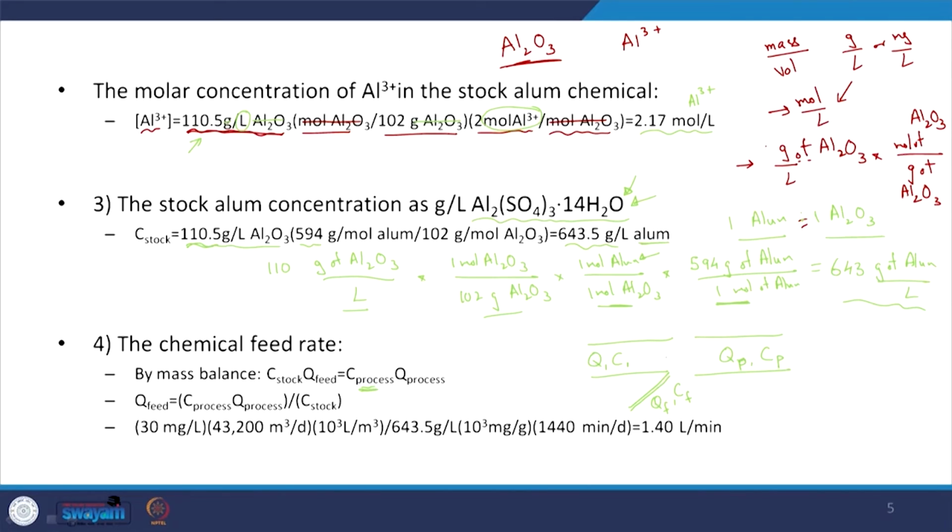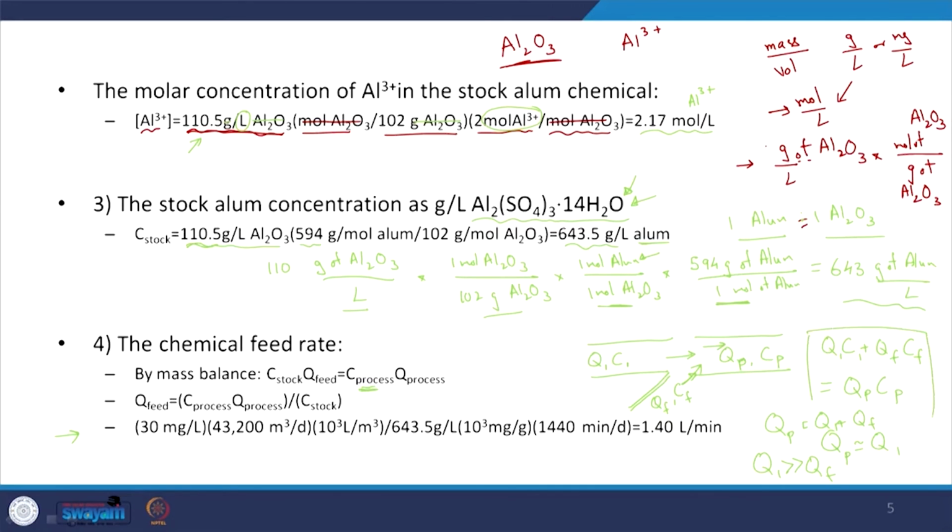Mass coming in is equal to the mass going out. So, two streams joining. The mass of alum coming in, Q1 C1 plus QF CF, is equal to QP into CP. The way that it was calculated here, they are assuming that QP is almost equal to Q1 because Q1 is far greater than QF. But in general, as you can see, QP will be equal to Q1 plus QF.